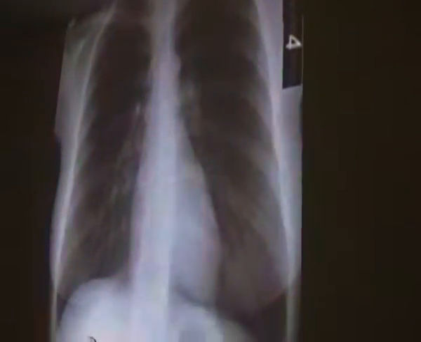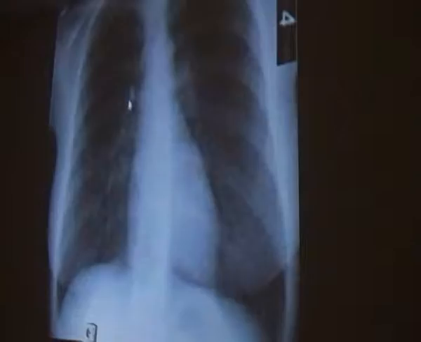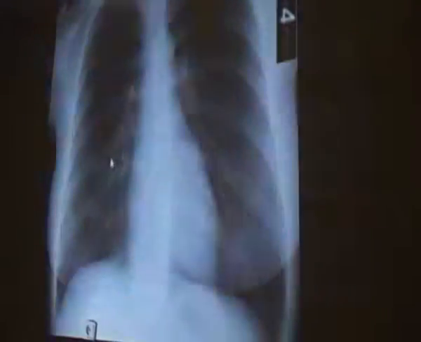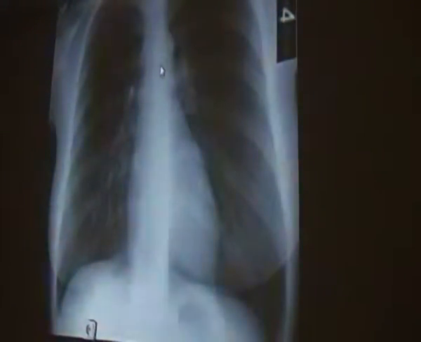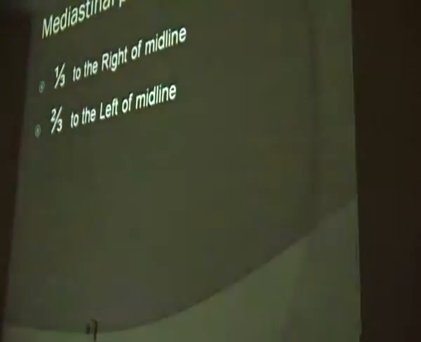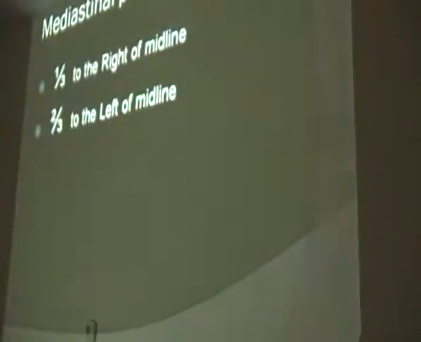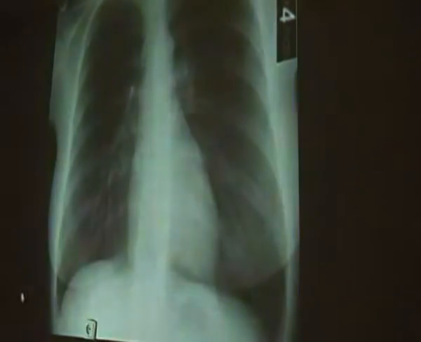Even though the internet says this is a normal chest X-ray, you can see it's not very normal, right? But the internet says this one is a normal chest X-ray, so you can see the mediastinum. Some normal facts about the mediastinum: one third of the mediastinum is located on the right side, two thirds on the left side.